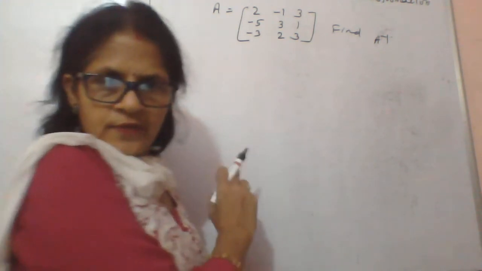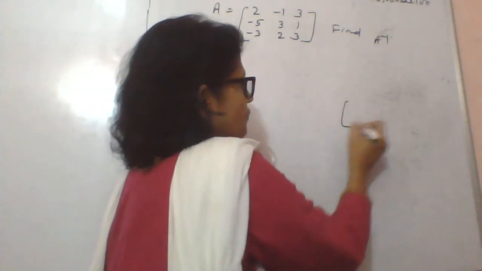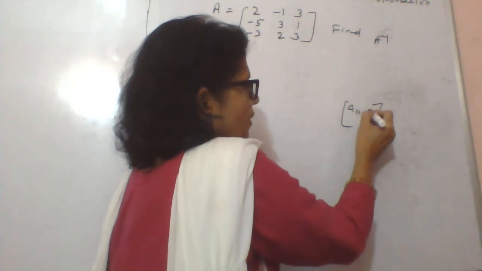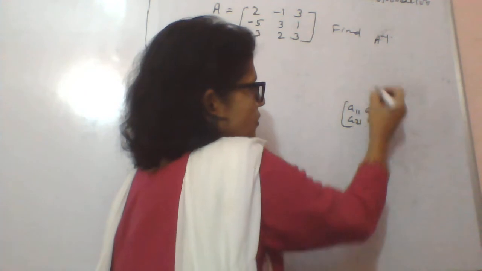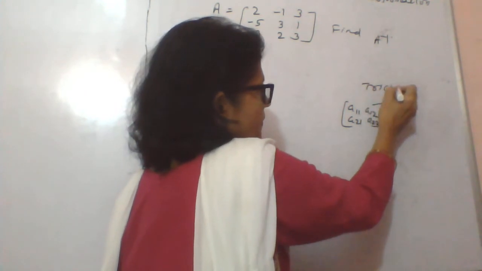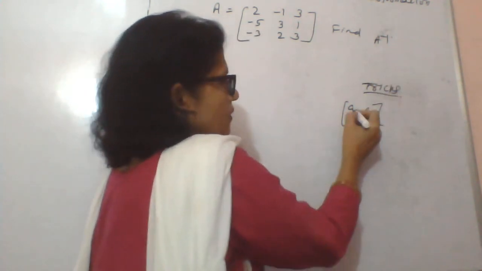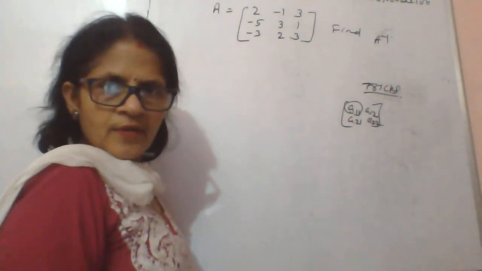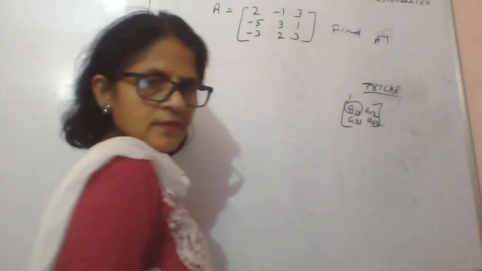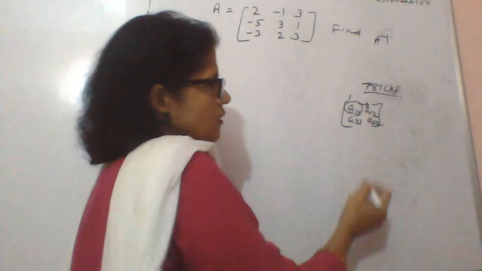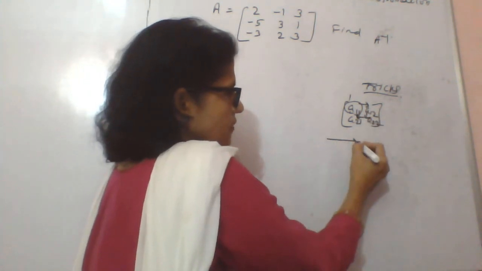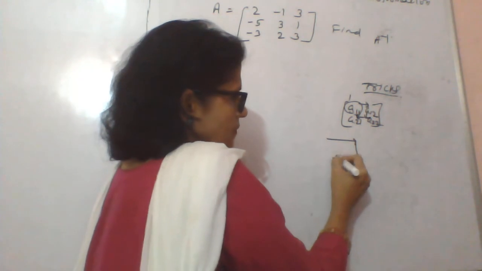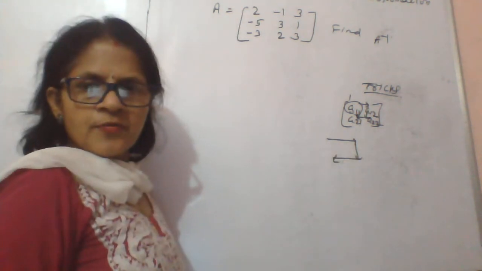Now for this case, suppose you take A11, A12, A21, A22. The basic trick is, we start with A11, make it 1, follow this path, then it means you go like this. This is in the case of 2 by 2.